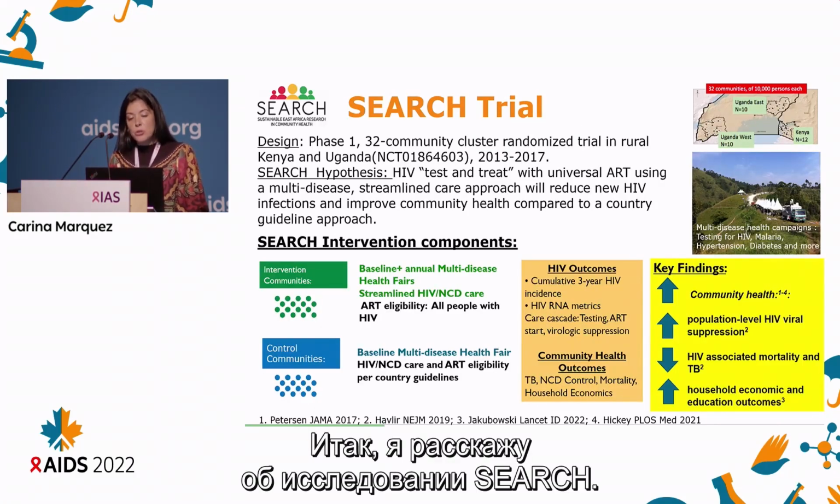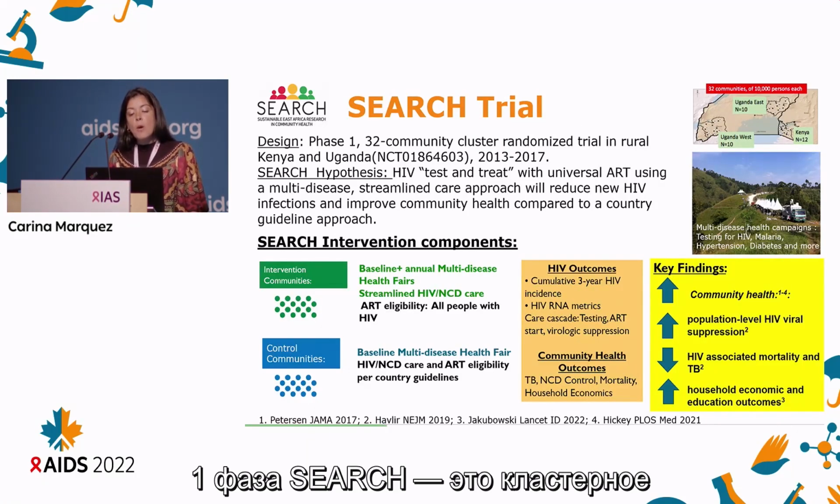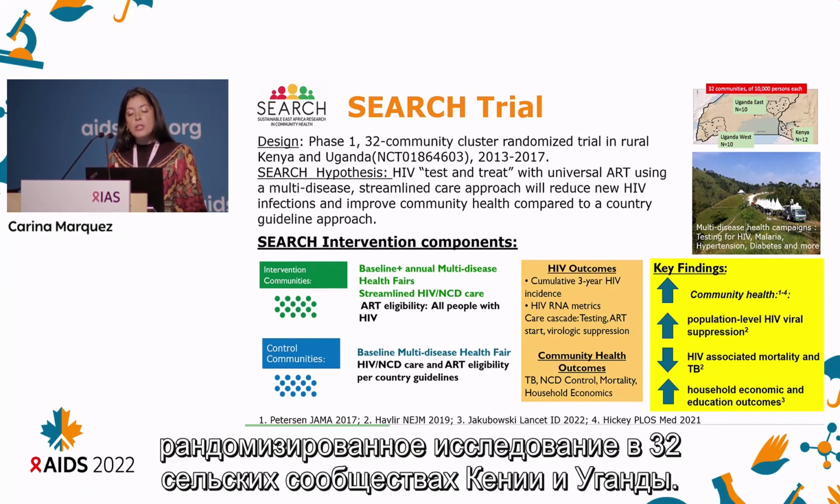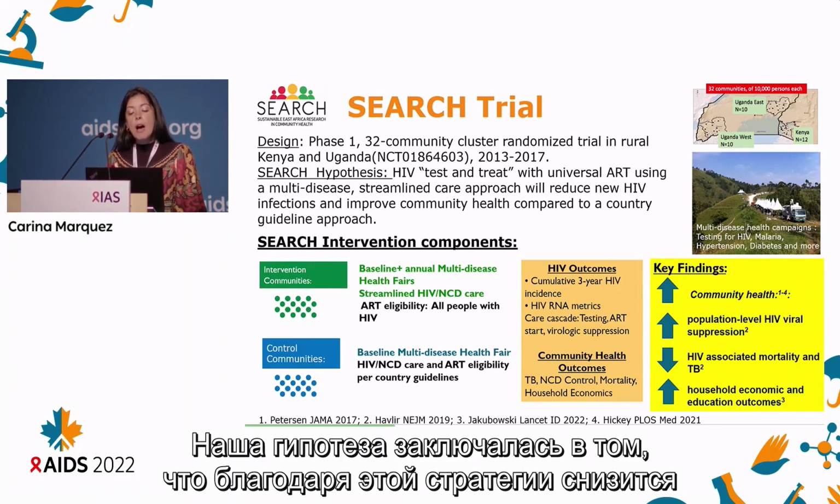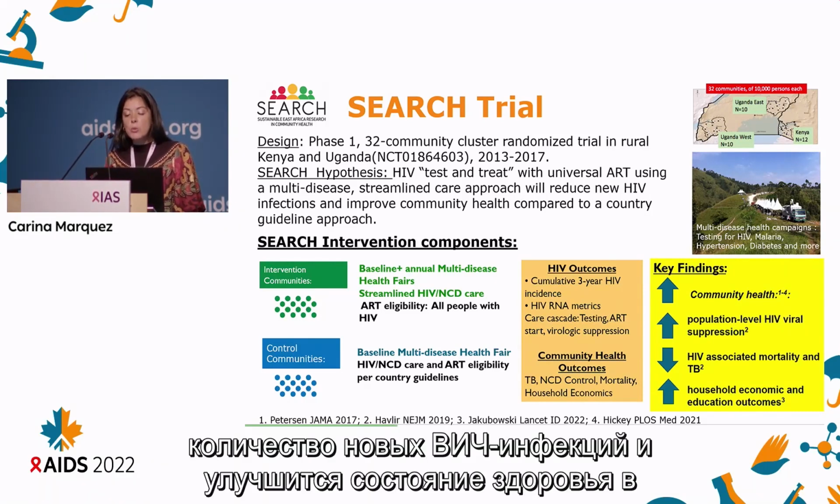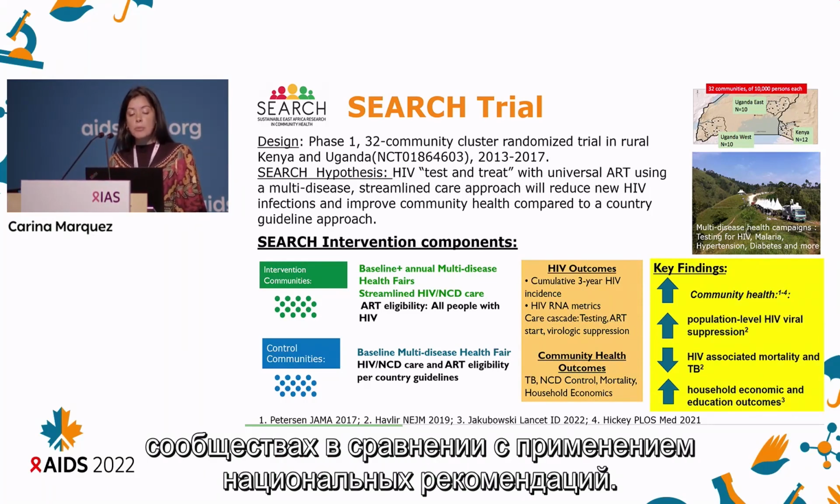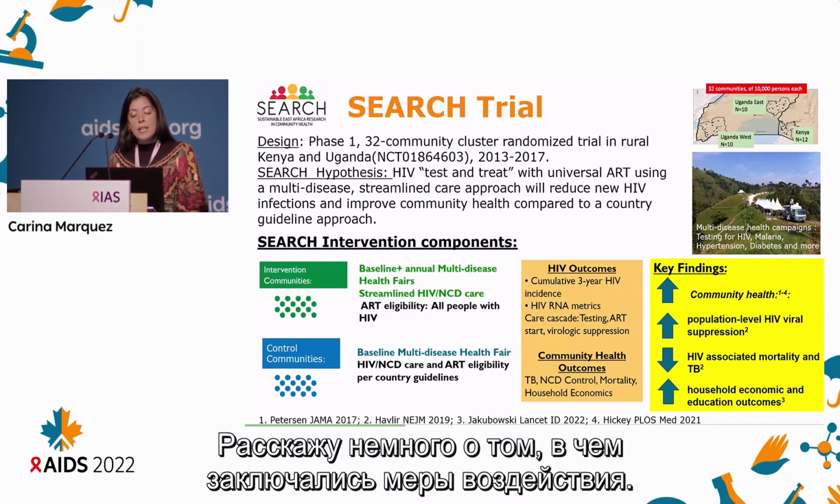So let me tell you about the SEARCH trial. Phase 1 of the SEARCH trial was a 32 community cluster randomized trial in rural Kenya and Uganda. Our hypothesis was that this strategy would reduce new HIV infections and improve community health compared to a country guideline approach.